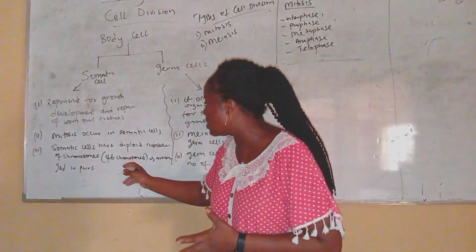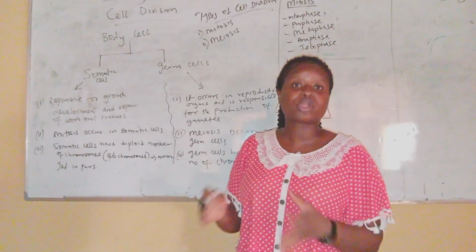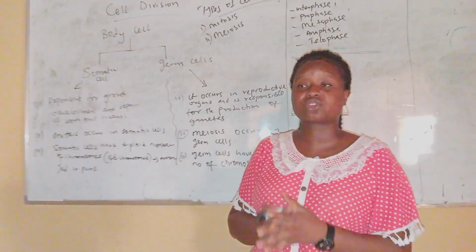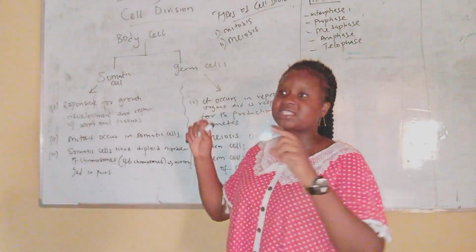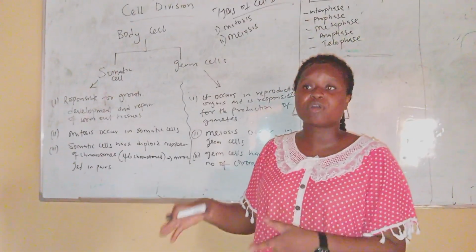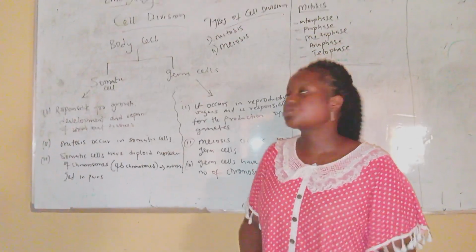So in somatic cells, we have a diploid number of chromosomes. That means there are 46 chromosomes present in somatic cells. So if a parent cell having 46 chromosomes divides into two daughter cells, the two daughter cells will have 46 chromosomes each. So that's what we need to know.